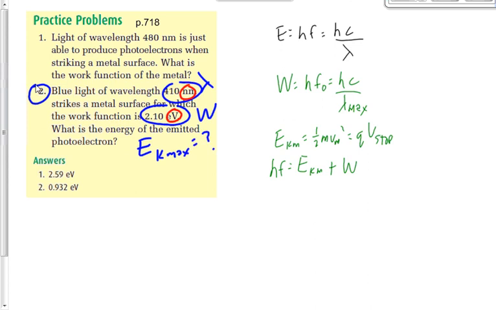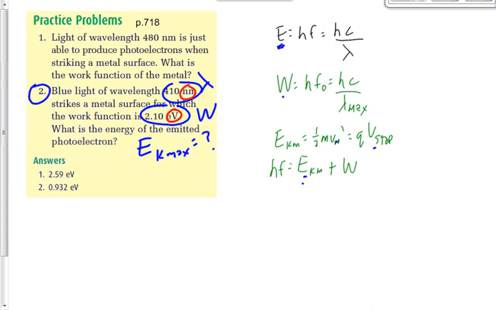Now, which one seems to fit? E is equal to hf, hc over lambda. We have lambda here. Problem is, that's not EK max. That's the energy of the photon, not the kinetic energy of the electron. So that's not going to work here. This one doesn't say anything about EK max in there. This one seems to be the one we want, except we don't know what V or V stop is.